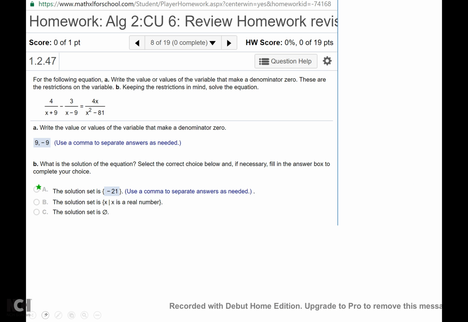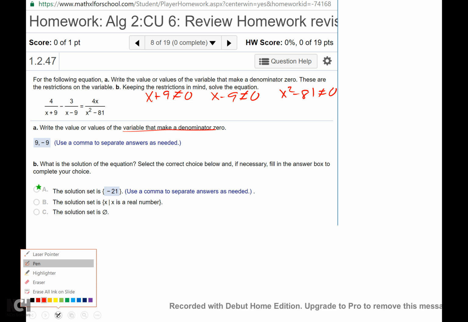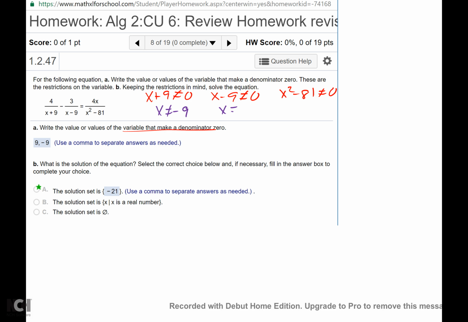Same thing. The values that make the denominator 0: you set each denominator and say you may not equal 0, you may not equal 0, and you may not equal 0. So when we solve these, we get x can never equal negative 9, x can never equal 9, x squared can never equal 81, I added 81, square root, x can never equal plus or minus 9, which is what I already had. So x can never equal 9 or negative 9.